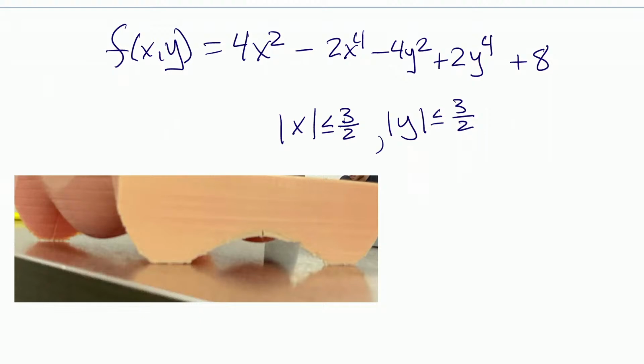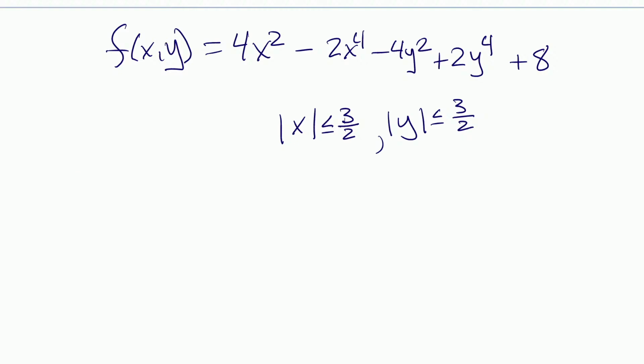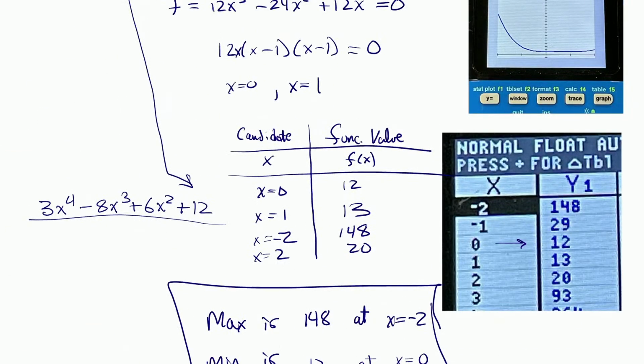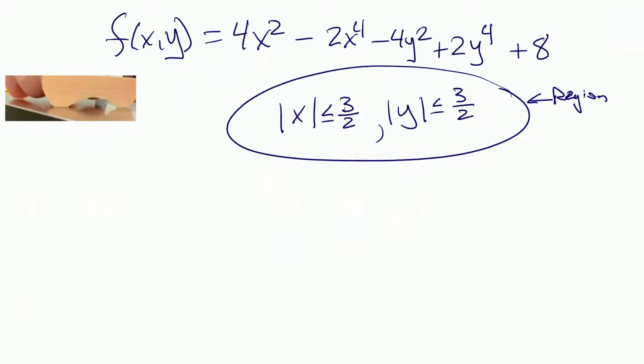Okay, so here's the deal. When you're dealing with multivariable functions, you're interested in the max and min over a region. So this is a region. To do this, we're going to do the same things that we did up here, but we're going to do it in multivariable land.